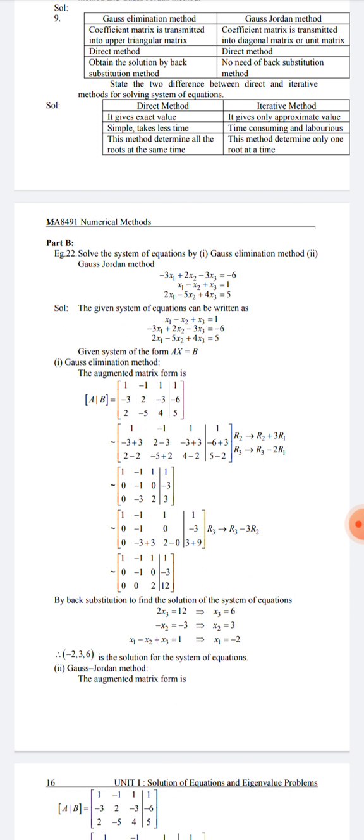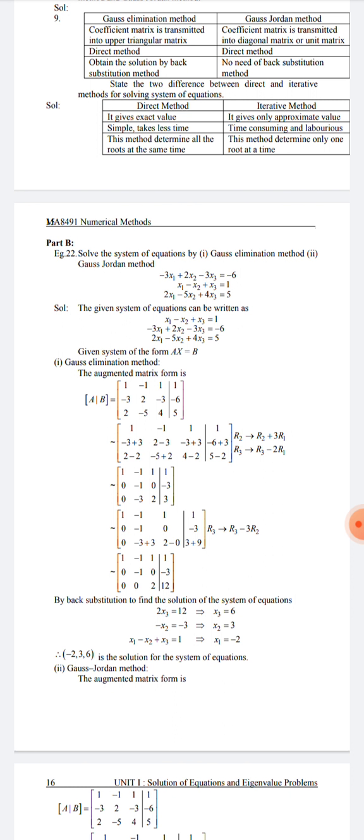Now I am going to do the third row. In the third row I have 2, so I am going to multiply 2 with row 1, so R3 equal to R3 minus 2 R1. So now you get 0, minus 3, 2 and 3. So now I got two elements as 0 in the first column.